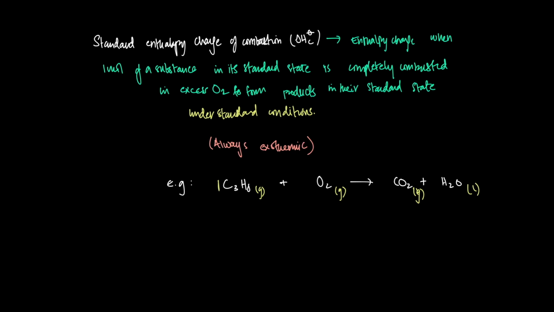okay? And then now you're forming 3 moles of carbon dioxide because you have 3 carbons here, 4 moles of water, and then you have what? 4 plus 6, 3 times 2 is 6, plus 4. So we have 5 O2. Okay. So again, for combustion, you have to show 1 mole of a substance being combusted.